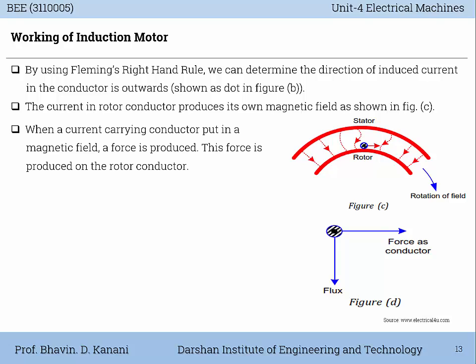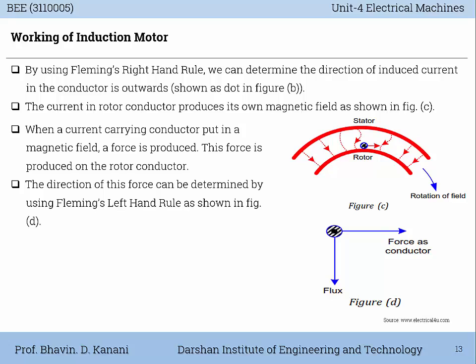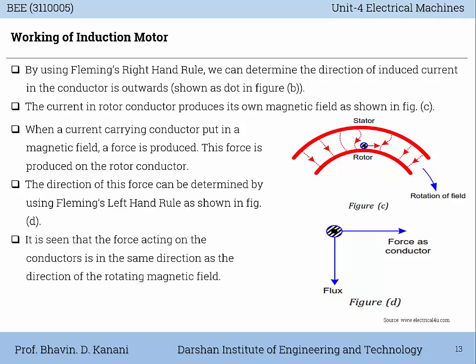When a current carrying conductor is put in a magnetic field, a force is produced. This force is produced on the rotor conductor. The direction of this force can be determined by using Fleming's left-hand rule as shown in figure D. It is seen that the force acting on the conductors is in the same direction as the direction of the rotating magnetic field.